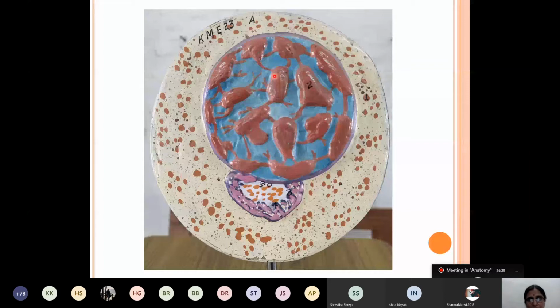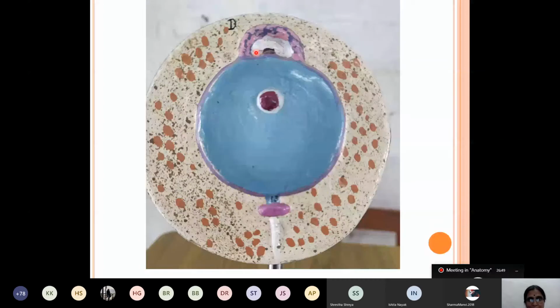Now, this is the nucleus. This is the cytoplasm of the spermatid. And here you can see something very interesting: the formation of the acrosomal cap. This is formed by which organelle? The Golgi apparatus. Here you can see the formation of the acrosomal cap taking place.